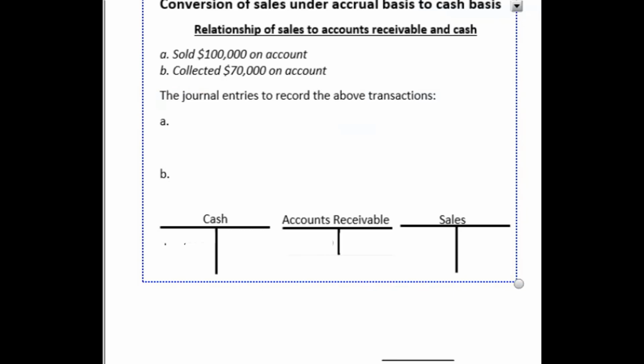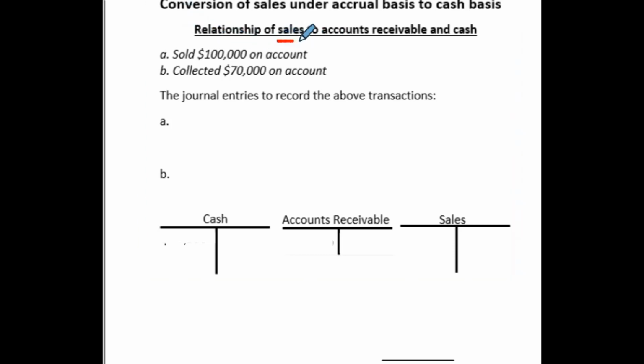data is sales that basically occur under accrued sales. How do we extract the cash that has been earned from accrued sales? What we have to do is look at the relationship of our accrued sales to accounts receivable and to cash. And it's really not that hard, but we have to learn where it comes from.